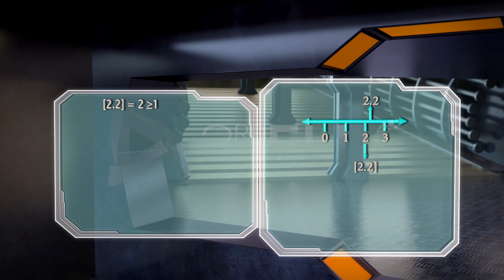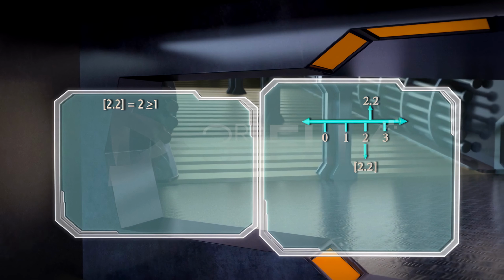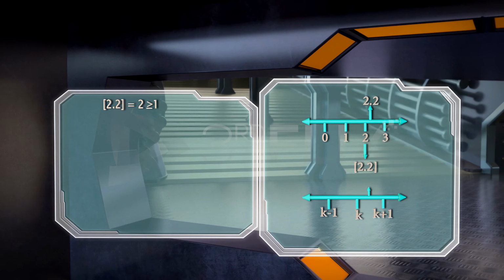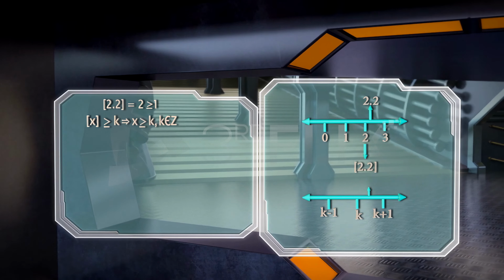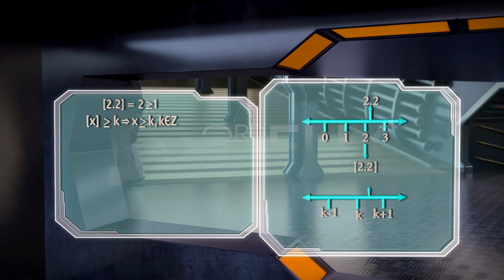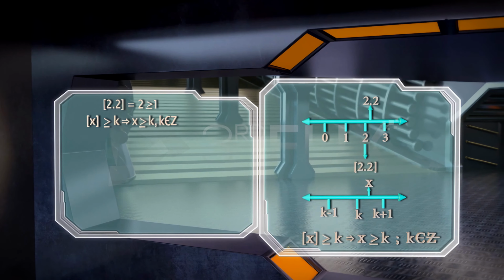Greatest integer function of 2.2 equals 2, which is greater than or equal to 1. Greatest integer function of x is greater than or equal to k implies x is greater than or equal to k, where k belongs to Z. Greatest integer function of 2.2 equals 2 is less than or equal to 3. Greatest integer function of x is less than or equal to k implies x is less than k plus 1, where k belongs to Z.